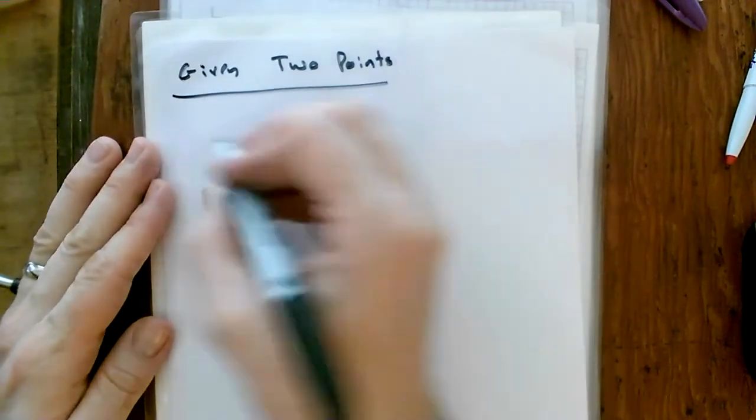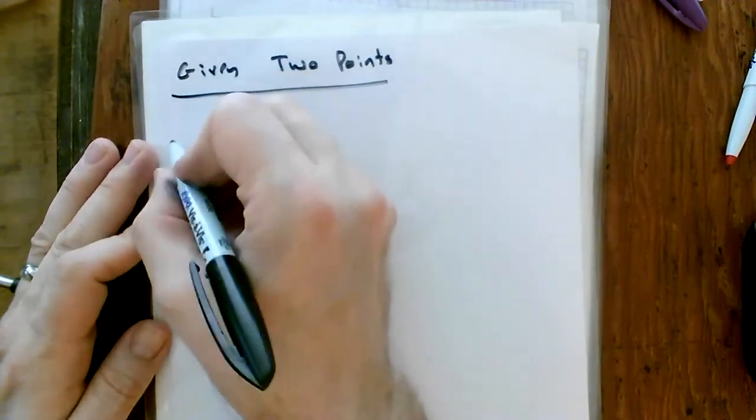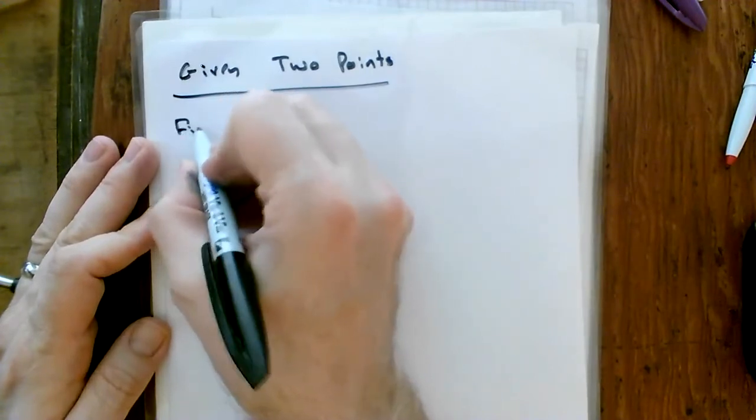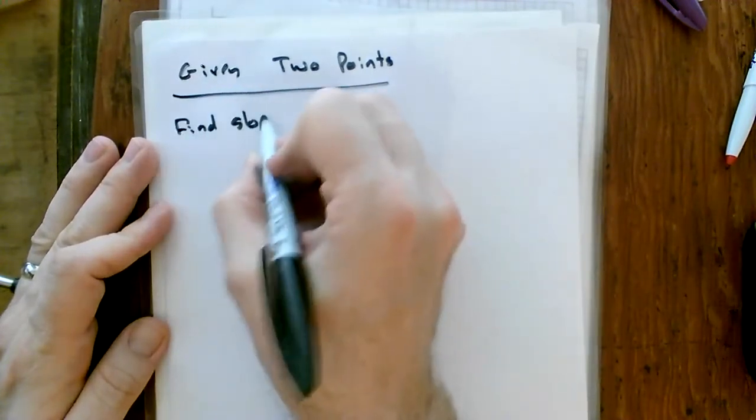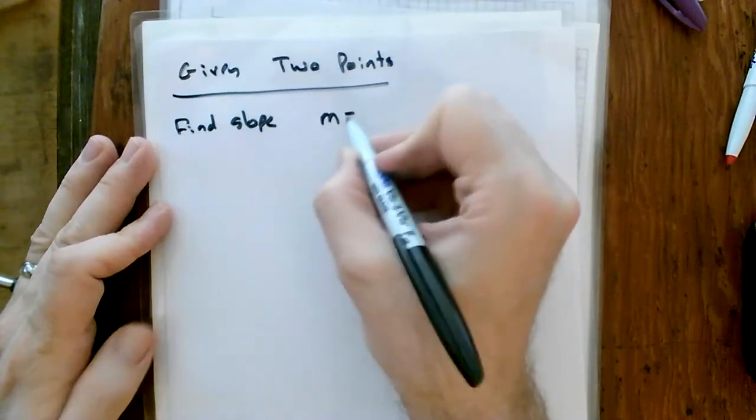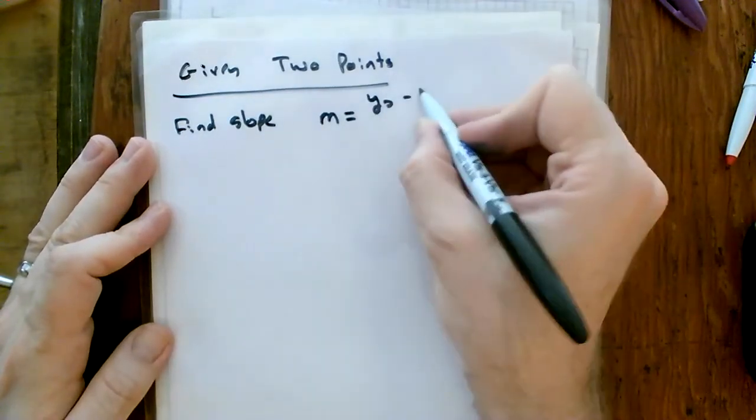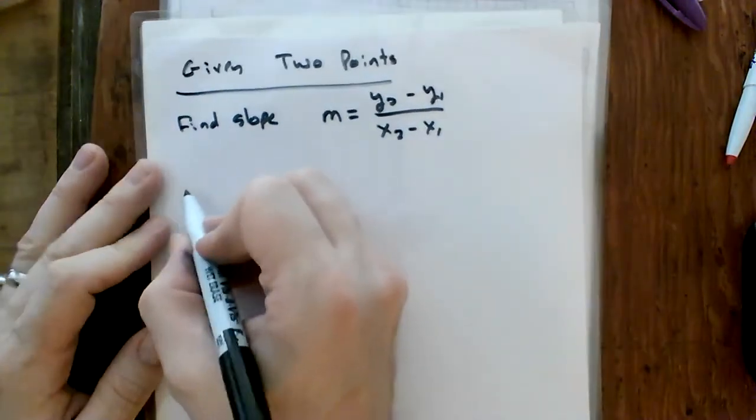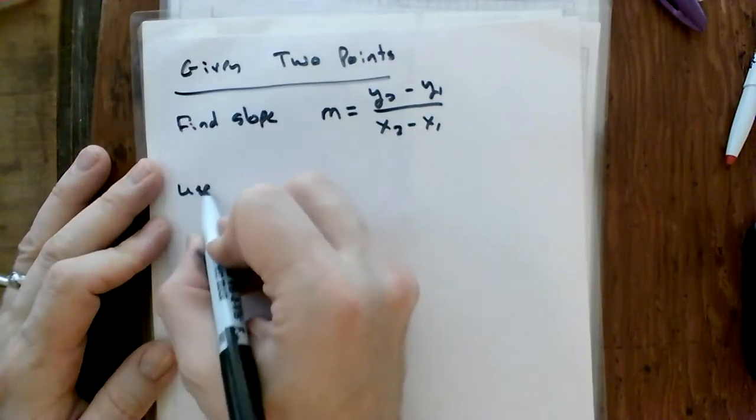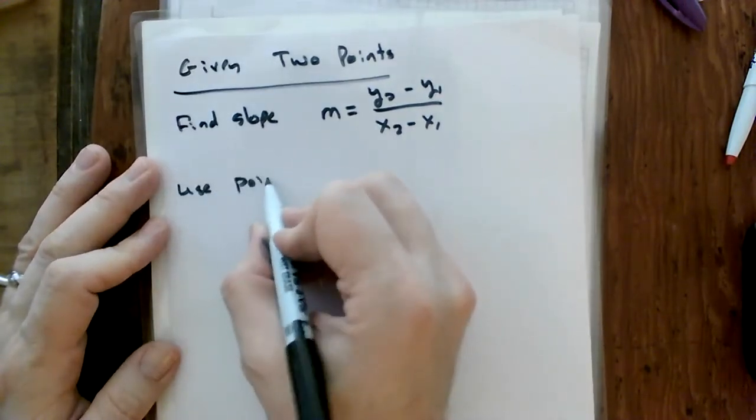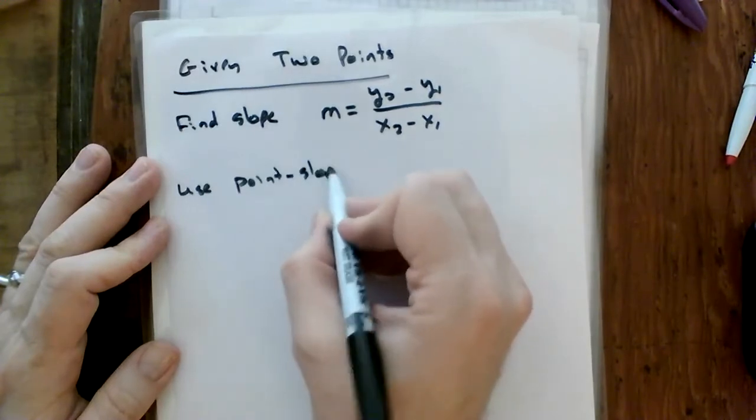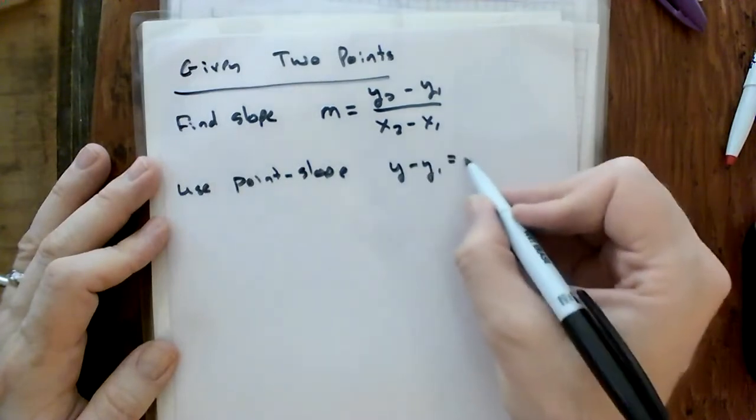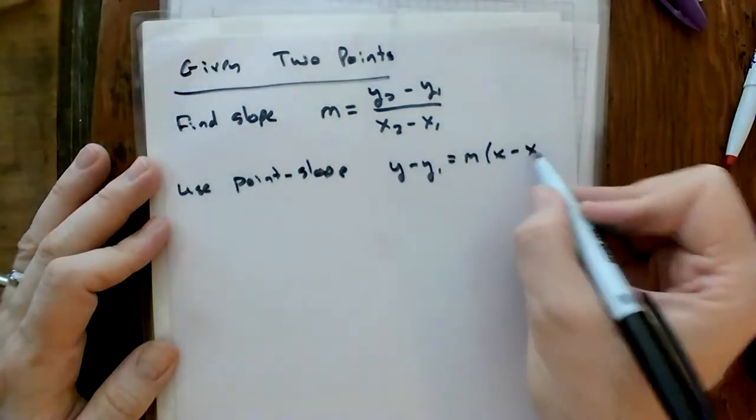If I'm given 2 points, we're first going to find our slope, and we use our slope formula. That's our y2 minus y1 over x2 minus x1. And then the next thing that we'll do is we're going to use that point slope formula, which is our y minus y1 is equal to m times x minus x1.